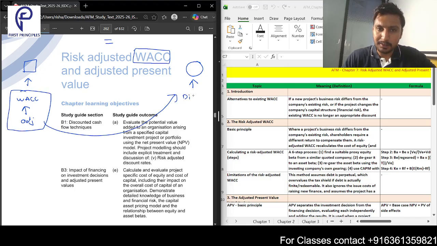And this adjusted WACC is what we can use as a discount rate to discount the cash flows, right? So that is the topic of this particular chapter, that there is the company and then there is a project. The risk of the company and the risk of the project are not the same.